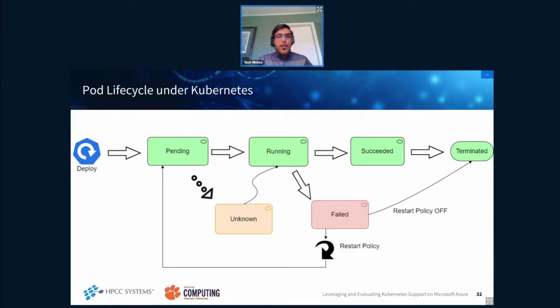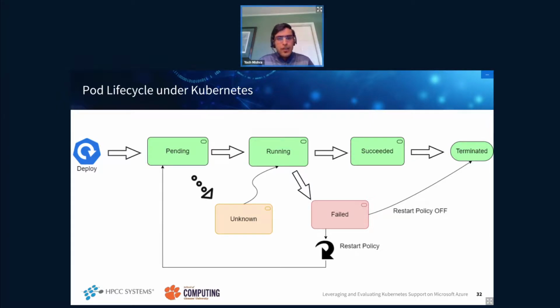Next, they move into the running state, in which the pod has been bound to a node and all of the containers have been created. And at least one of the containers is still running or is in the process of starting or restarting. Then, under succeeded, all containers in the pod have terminated in success and will not be restarted. However, sometimes while all containers are terminated, at some point, at least one container might terminate in failure. And in this case, the pod status moves to failed.